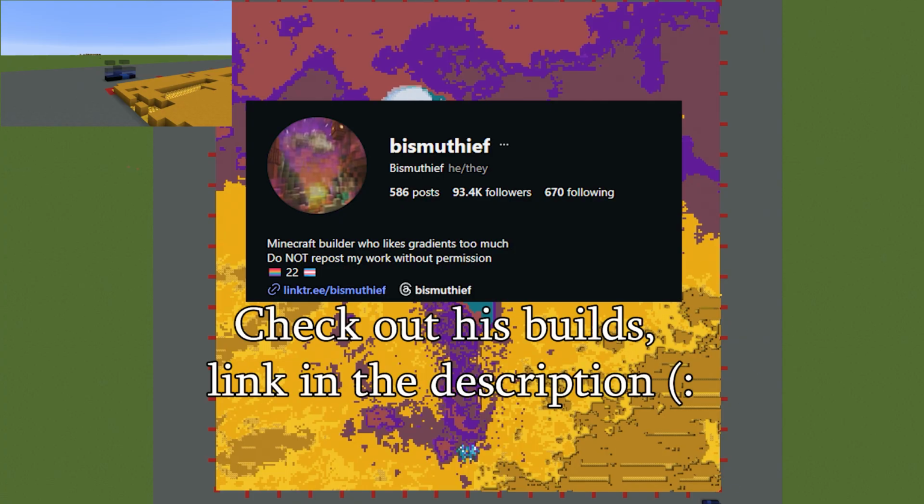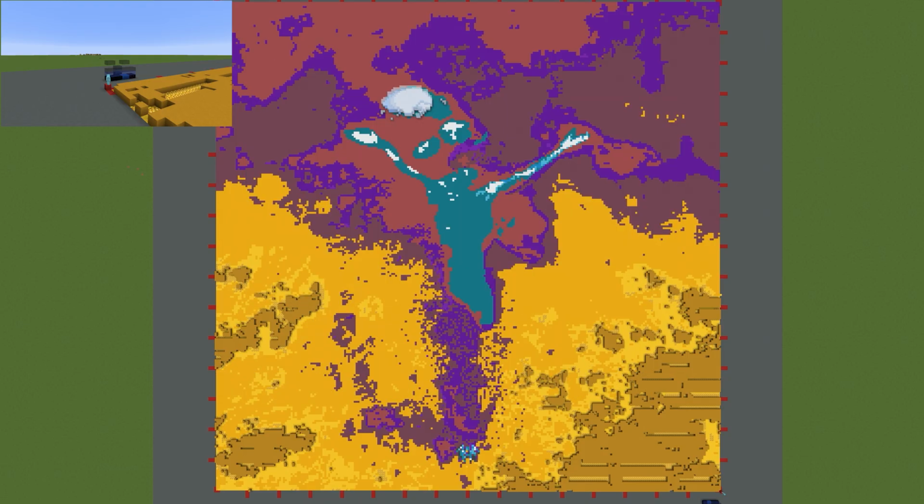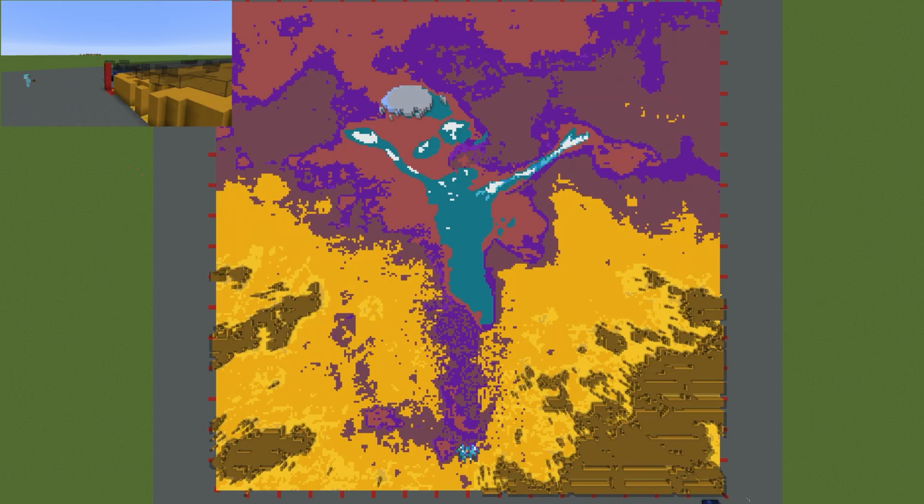I didn't come up with this technique myself. I was inspired by Bismuthief and their use of glass in builds. I just adapted the idea to fit my workflow.